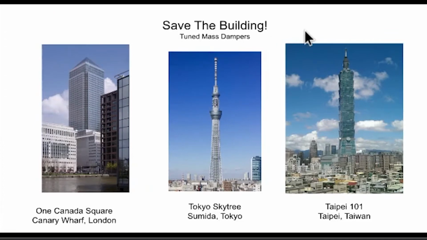Moving on, there's this other game that we've been working on called Save the Building. It's all about tuned mass dampers. Here we've got some skyscrapers: the One Canada Square in London, the Tokyo Skytree in Tokyo, and the Taipei 101 in Taiwan. These things are feats of engineering. I don't know if you've ever seen any of these in person. I've seen the Tokyo Skytree in person, and it's kind of majestic.